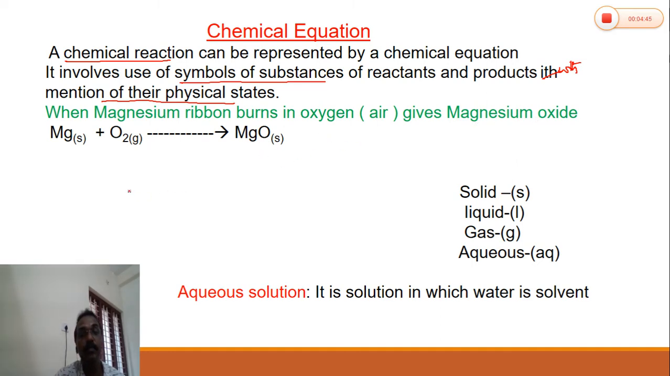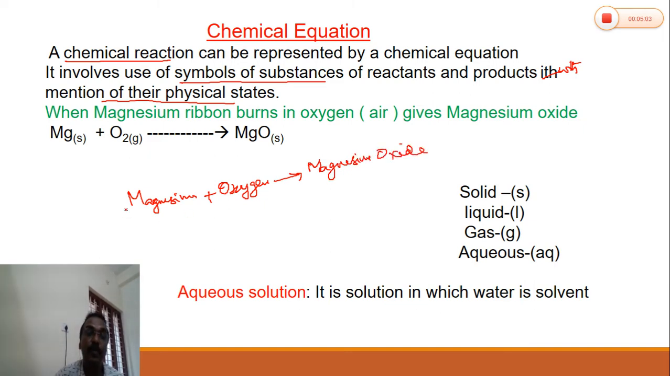Magnesium plus oxygen gives magnesium oxide. This is called a word equation. That is, words are there. This is one statement, and this statement can be written in the form of a word equation: magnesium plus oxygen gives magnesium oxide. This is called the word equation.